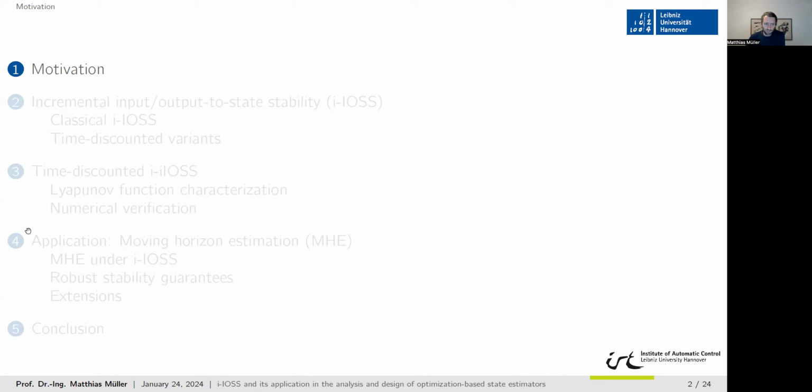And then in the second part of the talk, so hopefully this is not too technical, and I don't lose you in that part, but since it's an ISS seminar, I think you're all experts in that area. So I think that should be fine, hopefully. And then in the second part of the talk, I will show you how we actually employ that in the context of moving horizon estimation.